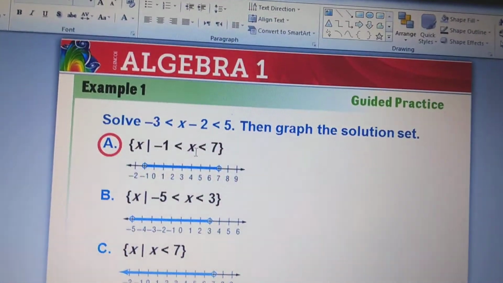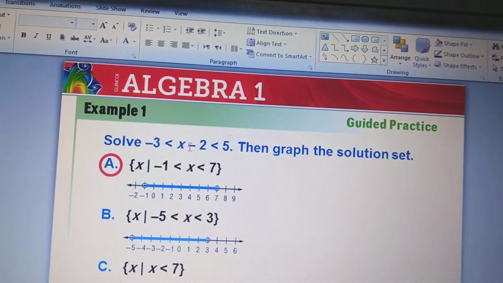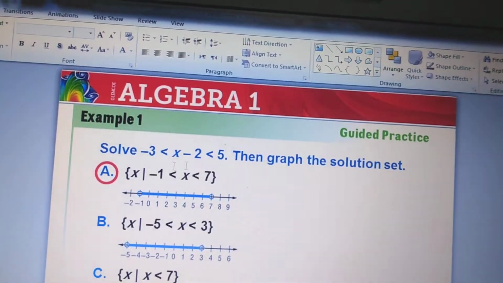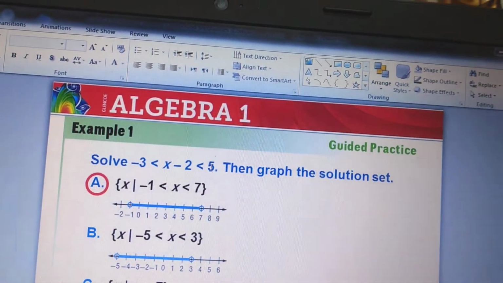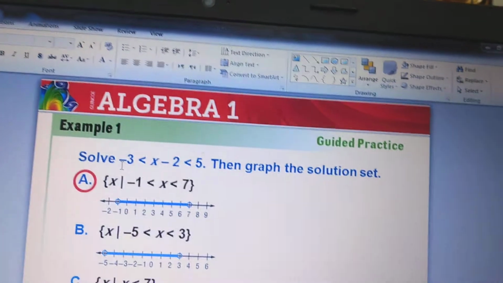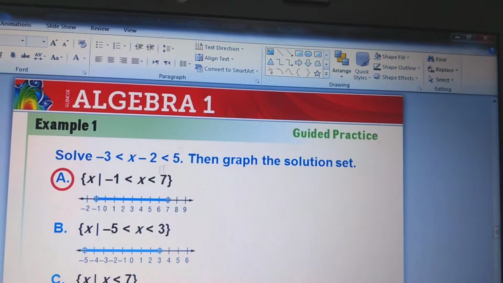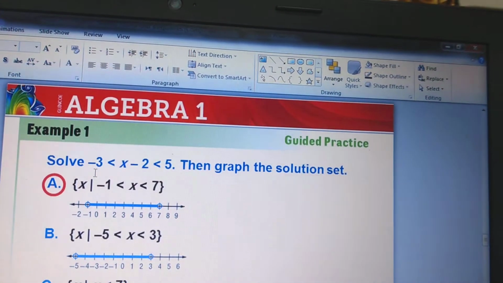We add 2 here. So as I told you, we can solve directly. With the variable I have negative 2, so I add plus 2, plus 2, plus 2. What I do in one side, I do in the second and third side. As you can notice here, we have 3 sides: 1, 2, 3. I make here plus 2, plus 2, plus 2.